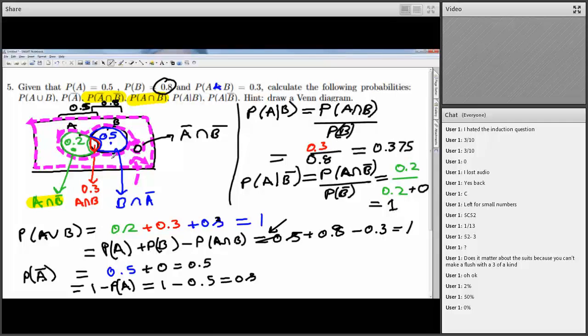So if we know that B hasn't happened, then it's certain that A will happen. If B has happened, well, we're not certain. There's only a 37% chance that A will be happening as well. So this is the idea of conditional probabilities.